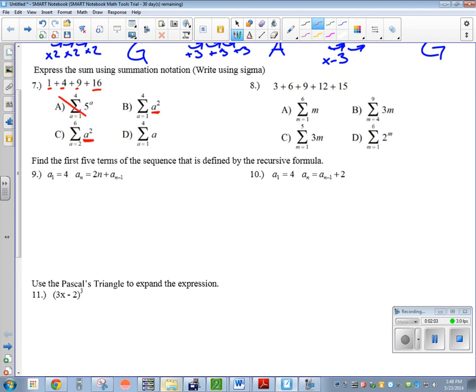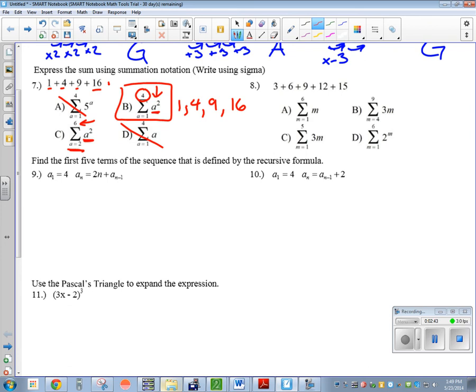Okay, so it's not A, it's not D. If I plug 1 into my equation right here, I get 1. And then if I plugged in 2, I would get 2 squared, so I'd get 4. If I plugged in 3, I'd get 9. If I plugged in 4, I'd get 16. And on top, it tells me to keep going until I plug in 4. And that is the pattern I started with. So the correct answer is B. Okay? C does not work because it starts with 2 and it goes till 6, and that's too much here. So the correct answer for 7 is B.